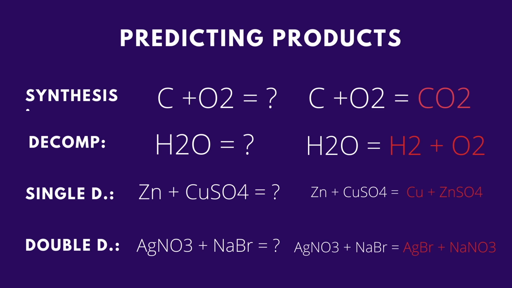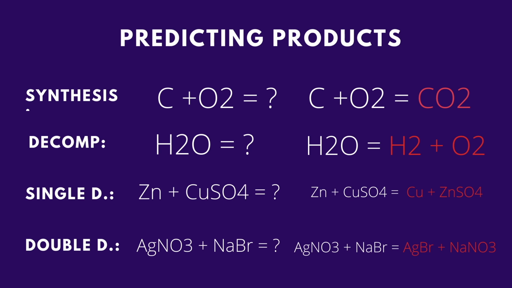So we have carbon and oxygen, and this is kind of a more easy one, but we know automatically that that's going to make carbon dioxide just because we're so familiar with it, but this goes for any type of synthesis reaction. Next, we have decomposition. So this is when we know that it's breaking down, meaning that we have H2O, water, we have one reactant, and we know it's going to break down to make two products. And the two elements in water are hydrogen and oxygen. So as our products, we're going to have hydrogen plus oxygen.